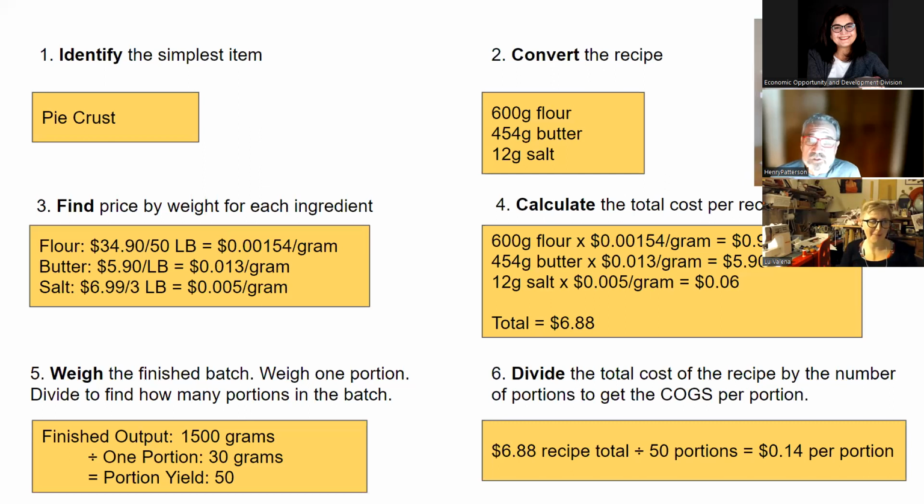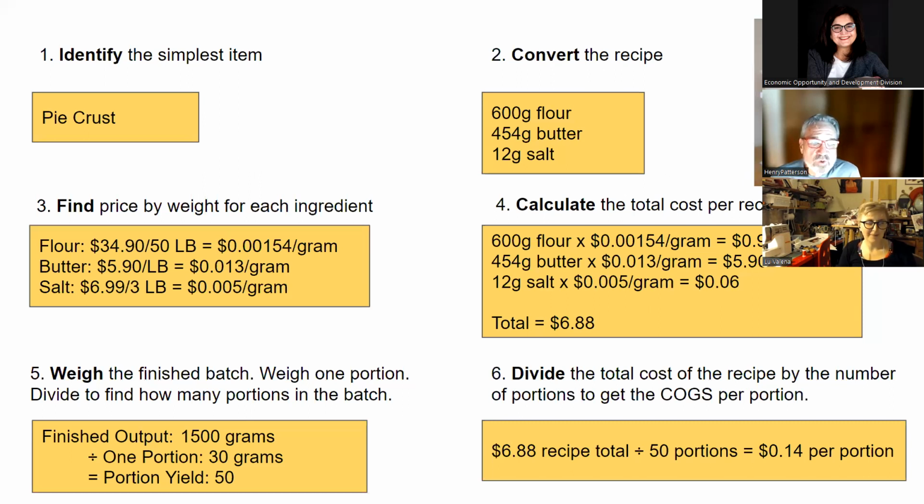So first thing we're going to do is look at the entire recipe, and it's 600 grams of flour, and of course, you buy butter by the pound, but we're going to turn that into 454 grams of butter. We're going to note also that there's 12 grams of salt, though that's going to add less than a tenth of a cent to the final portion. It is an ingredient, and you do spend those 6 cents, so let's include it.